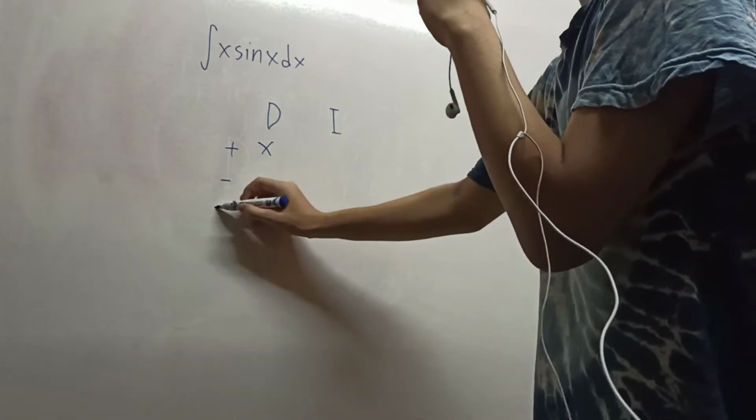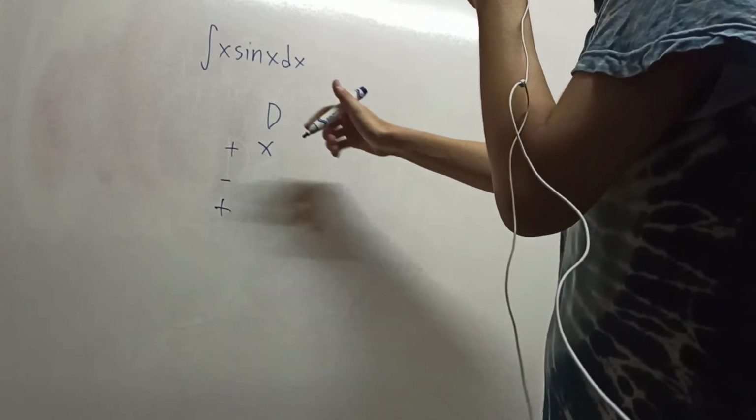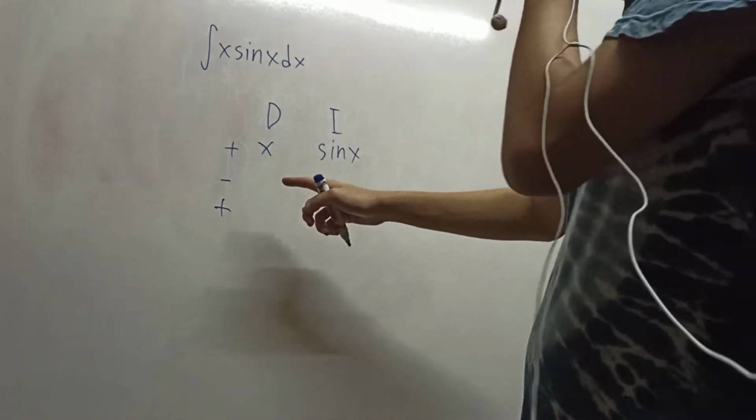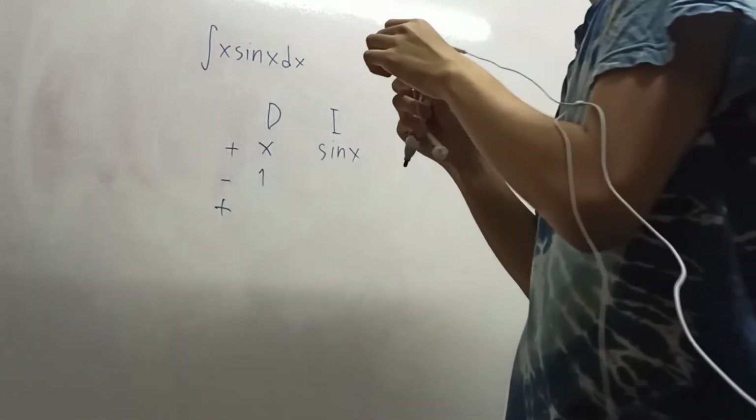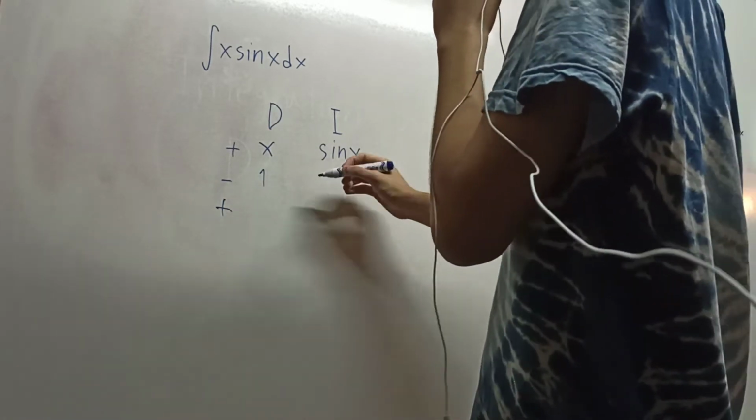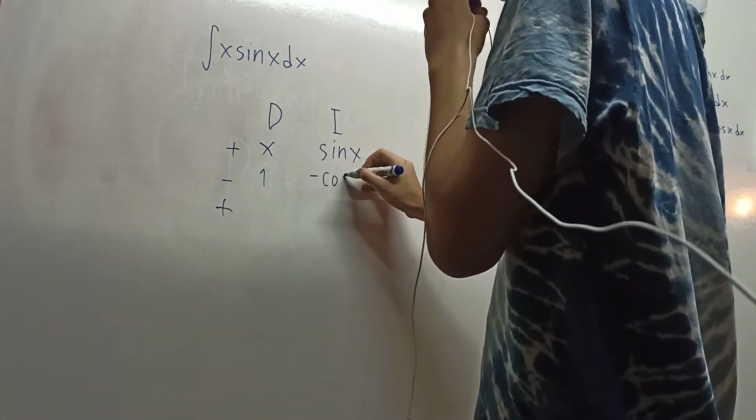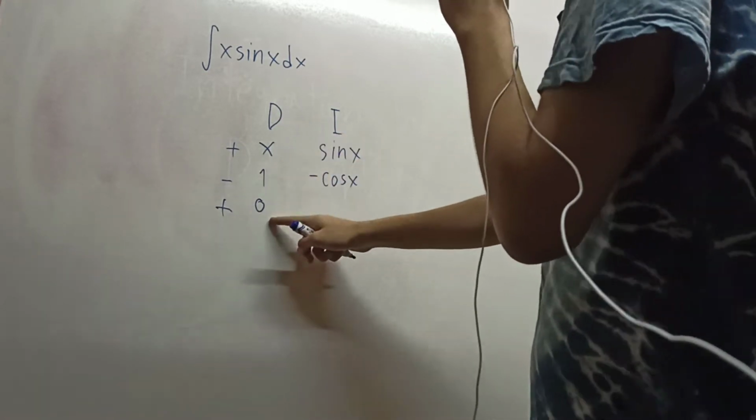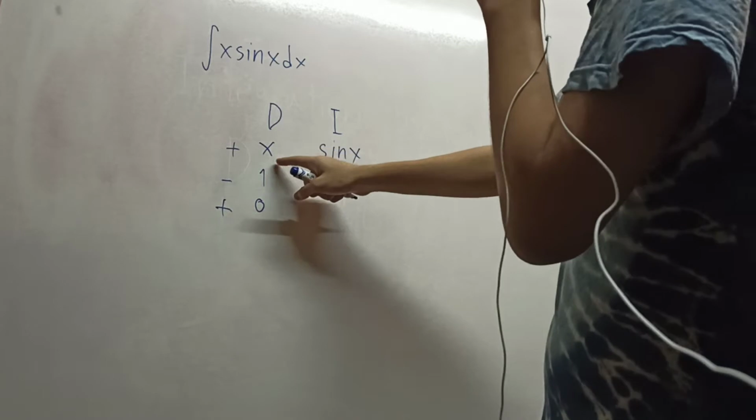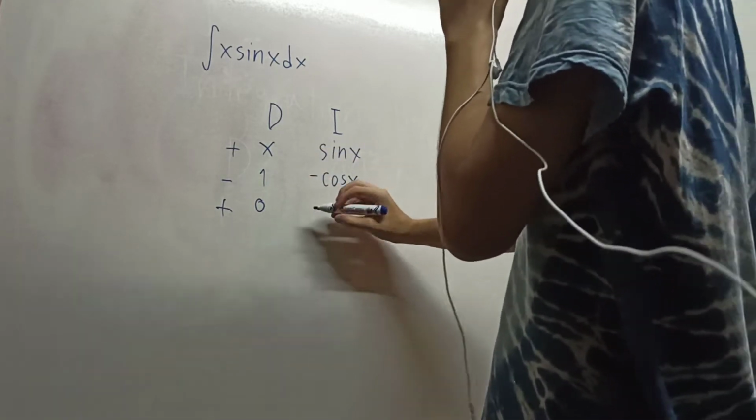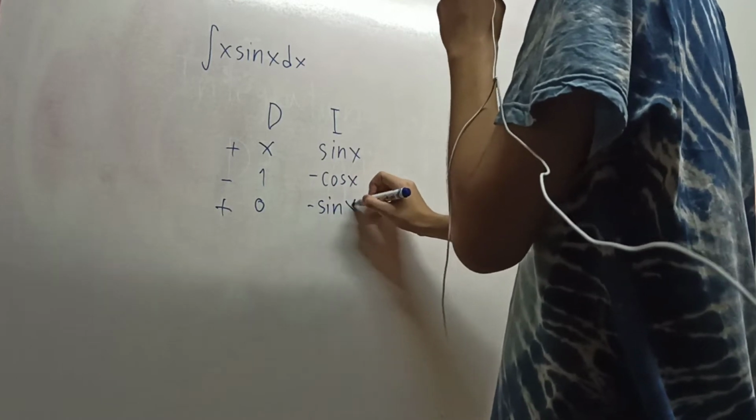So you'll see. Let's draw another one. We will be integrating the sine of x. Differentiating x, we get 1. Integrating sine x, we actually get minus cosine x. Differentiating 1, we get to 0. This is what I mean. You want to pick the one that you can differentiate to 0. And then integrating minus cosine x, we get minus sine x.